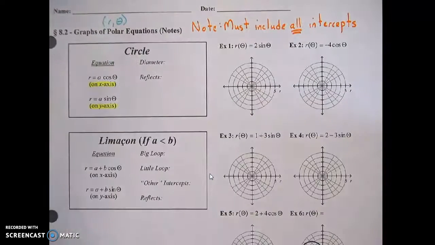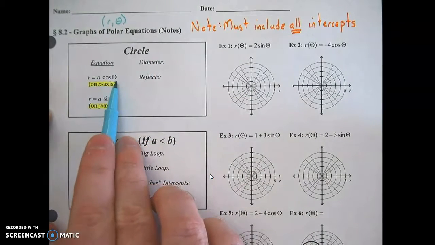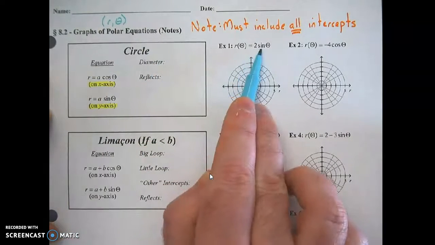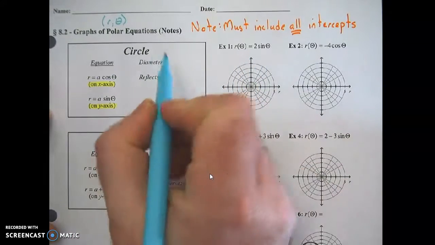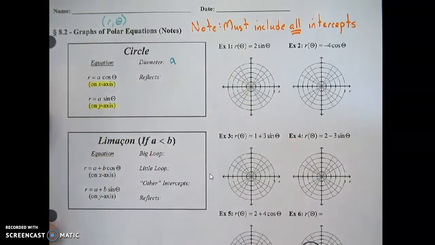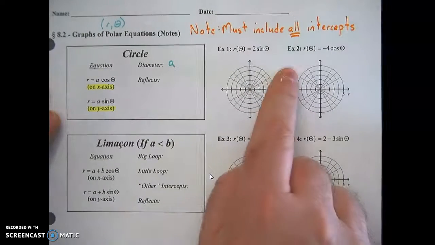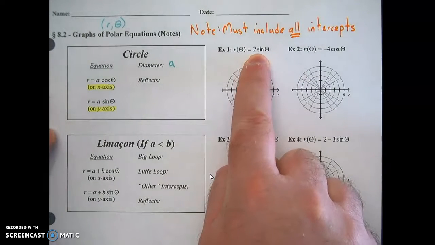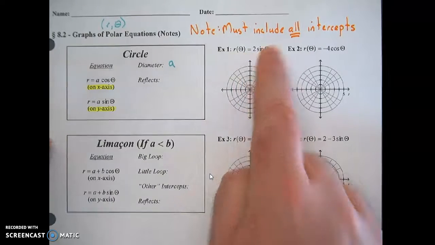So now I'm going to go back to my notes and leave myself a little reminder. The equations are a cosine of theta, a sine of theta. So whatever this value is what's going to tell me what my diameter is. So whatever that number is out front, that's going to give me my diameter. So let's now finally make a sketch of this thing. So it's going to be a circle, diameter of 2, that's going to be occurring on the y-axis.